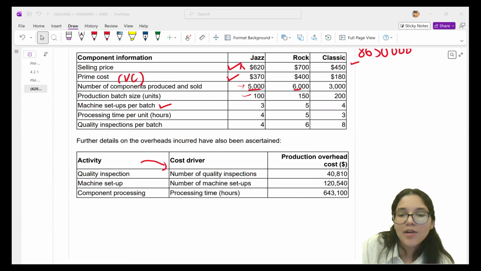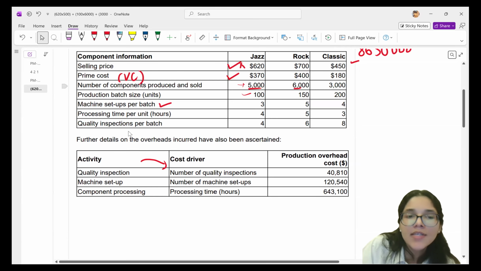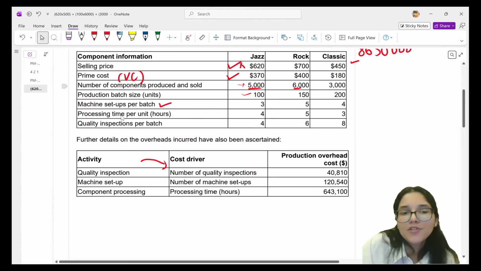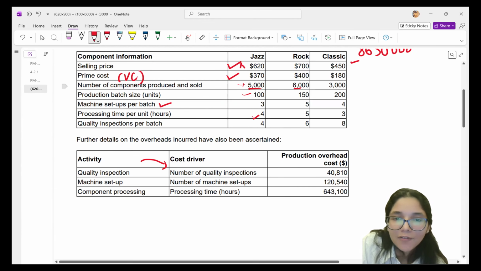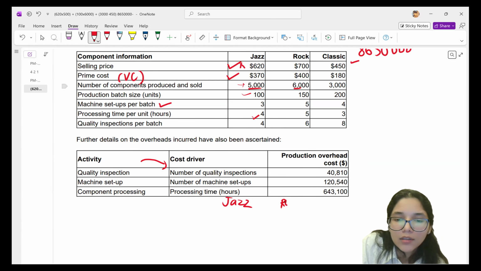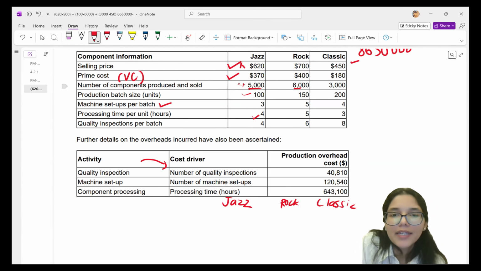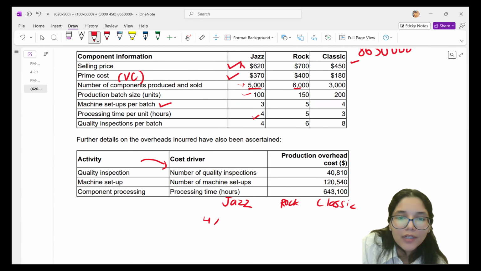Okay, great. I can already see your responses coming in. We have to talk about the processing time in terms of the hours. So it's given to you that per unit of all of the different guitars that you're making, it's taking you this much of time of processing. So per unit, if it is taking you 4 hours, that means for total jazz units, so jazz, rock, and classic. So if per unit is taking 4, so for the entire 5,000 units, you're taking 4 into 5,000. For rock, it will be 5 into 6,000. For classic, it will be 3 into 3,000.